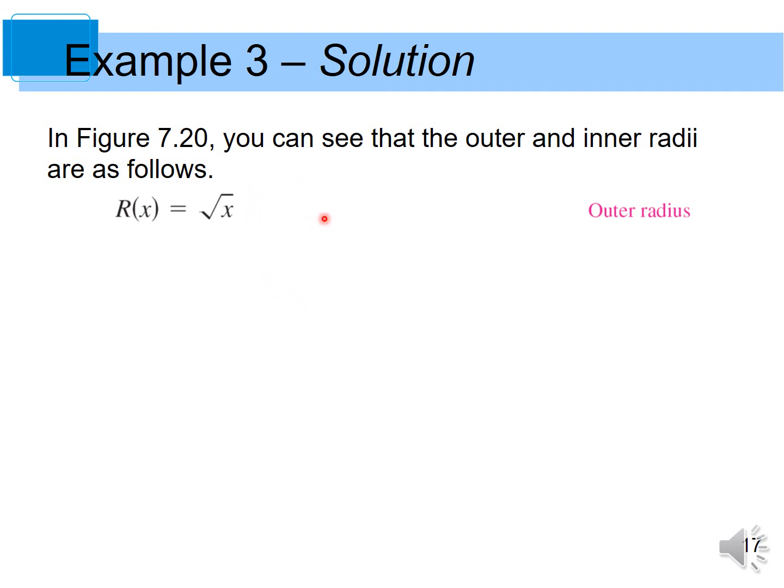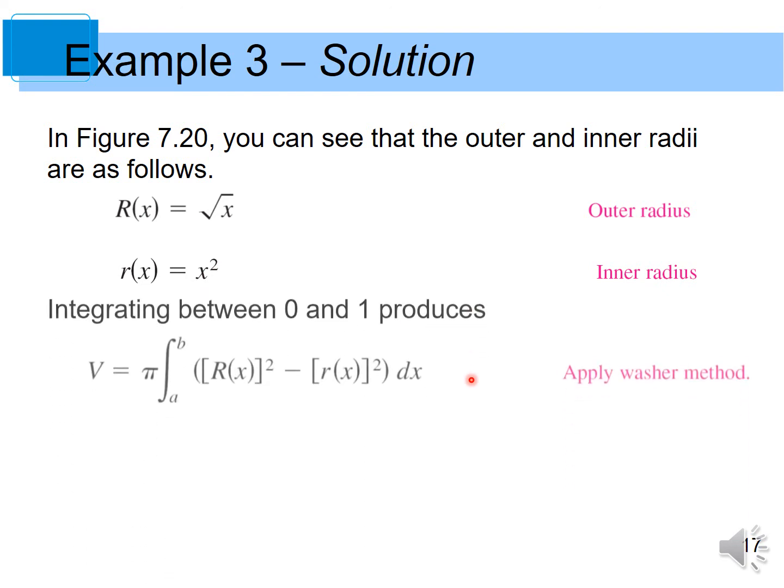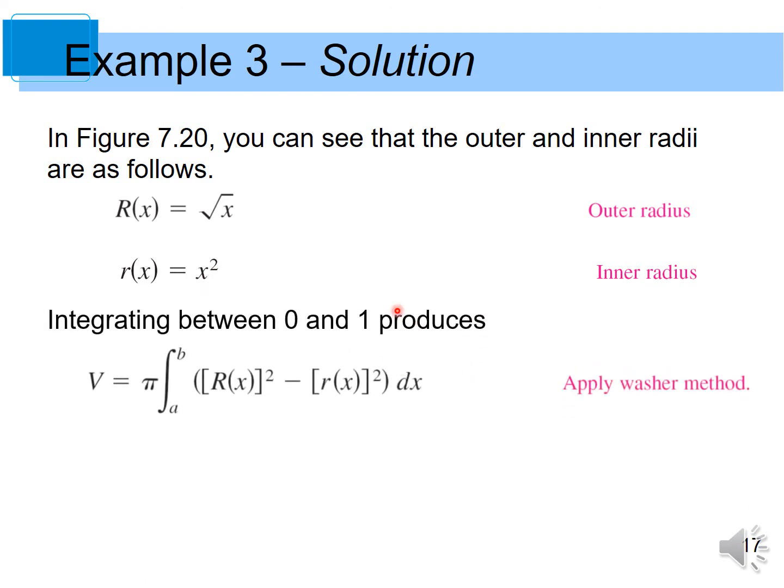So as I said just now, the outer radius big R is the radical function, and the inner radius, the bottom function, is the quadratic function, and the interval is from 0 to 1, where we equate and solve for x to get the points of intersection. So we can apply the washer method.